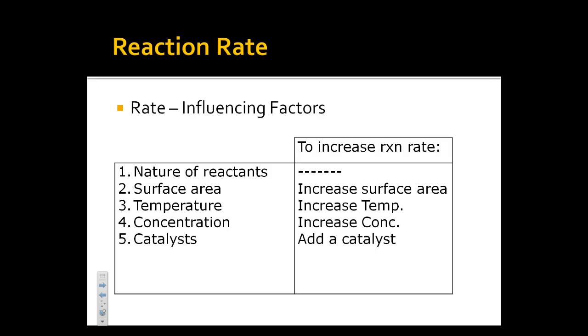The next one is concentration, and here we're talking about molarity, moles per liter, if we're talking about solutions. If we're talking about gases, it would be pressure. With concentration, if you increase the concentration, you're going to increase the amount of stuff that is available. The more stuff you have, the more likely they are to hit each other or collide, therefore increasing your odds of having more effective collisions.